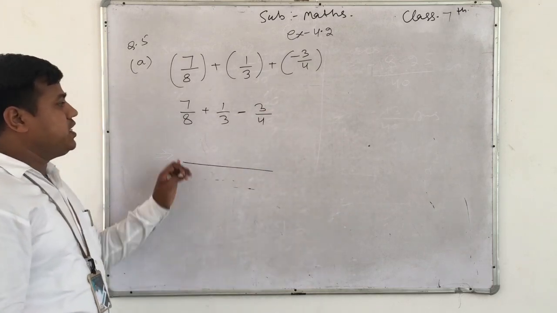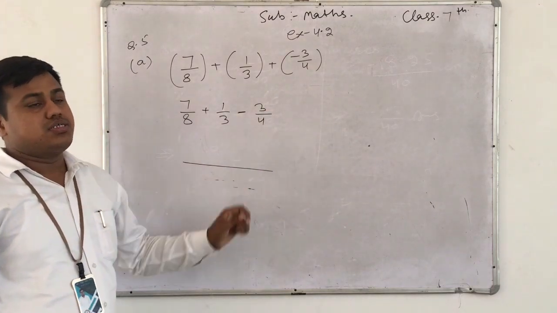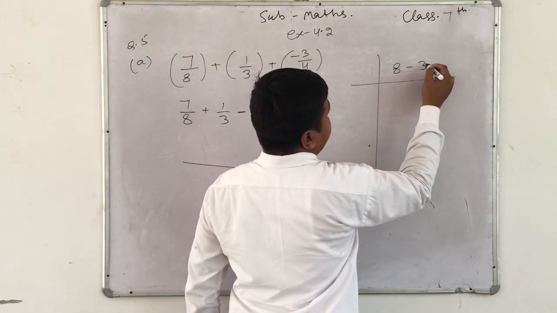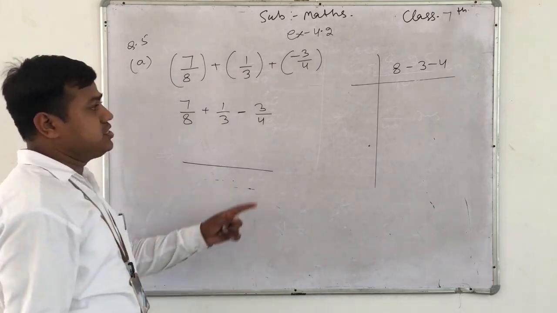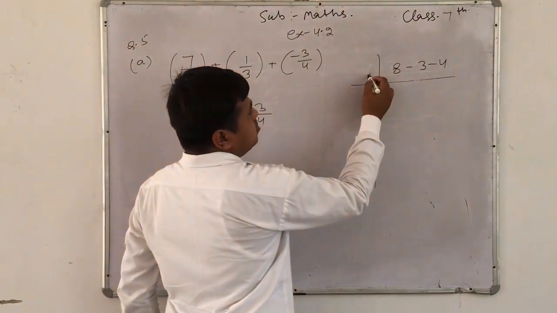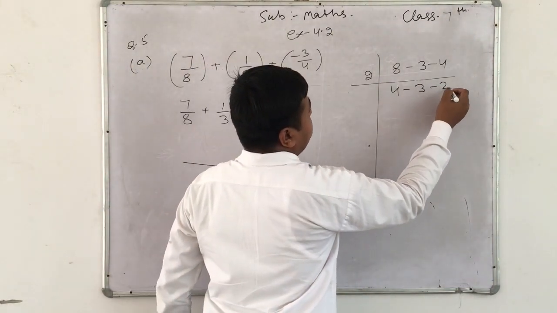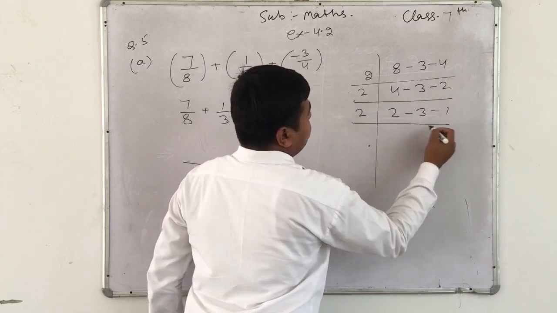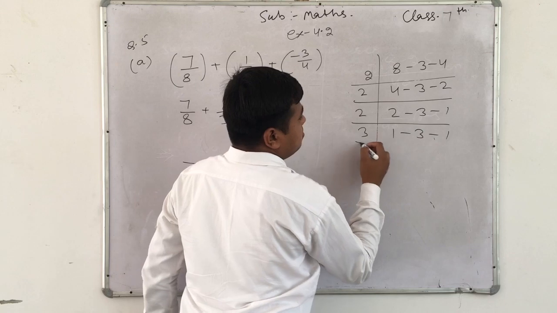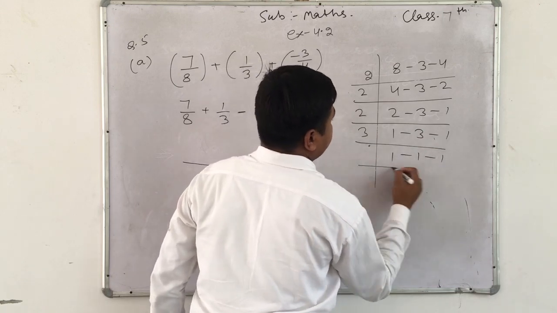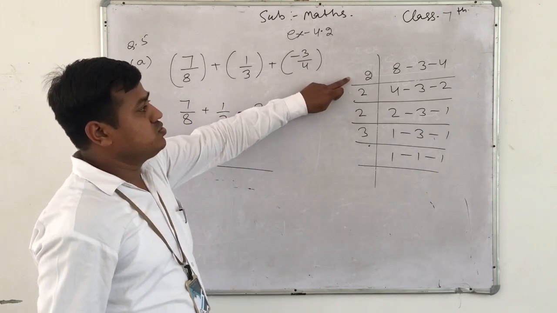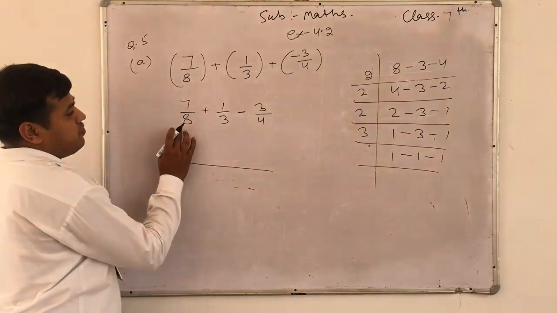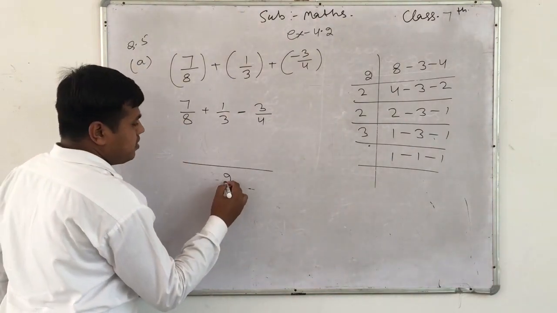Here the denominators are not the same, so we take the LCM of 8, 3 and 4. Doing the prime factorization, we get 2 to the 4, 4 to the 8, 8 times 3 is 24. So the LCM of 8, 3 and 4 is 24.